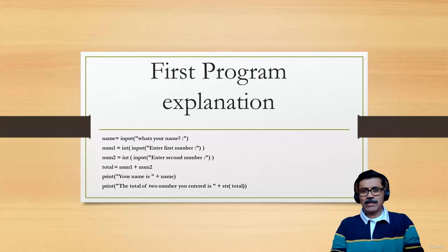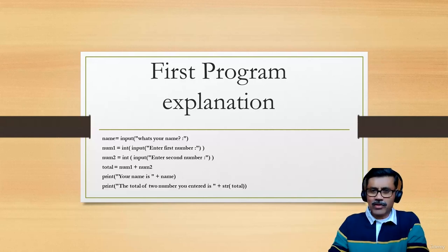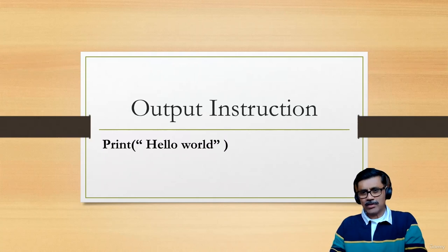So as I promised, I'm going to dive deep into this program and explain to you how many instructions there are in this program, what each instruction is used for, how to use this instruction, and so on and so forth. One of the first instructions that we'll talk about is the print instruction. The print instruction is basically used for displaying something back to the user, right? So I'll explain to you what this print instruction is.